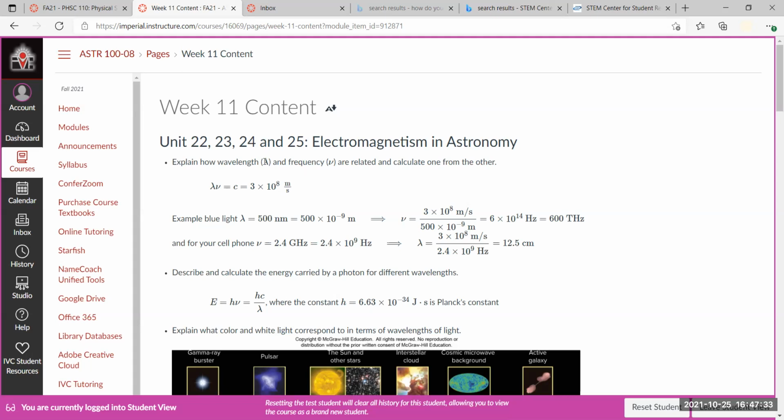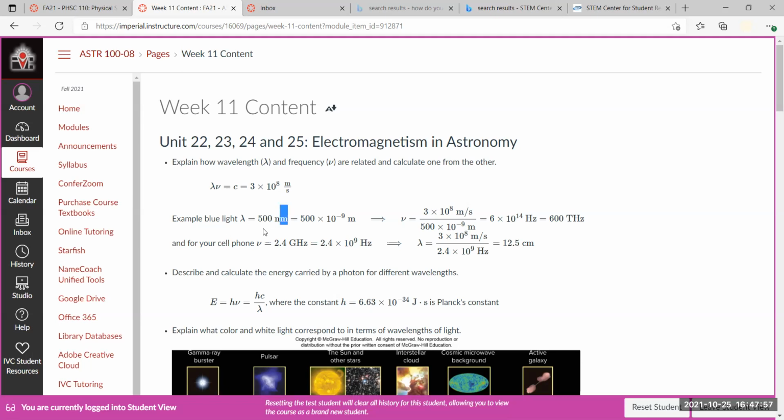Times the wavelength, which is typically the lambda, the Greek letter lambda. So lambda times the frequency, whichever symbol you use, is a constant number. It's the speed of light, 3 × 10⁸ meters per second. So this expression helps me find the wavelength if I know the frequency, or helps me find the frequency if I know the wavelength.